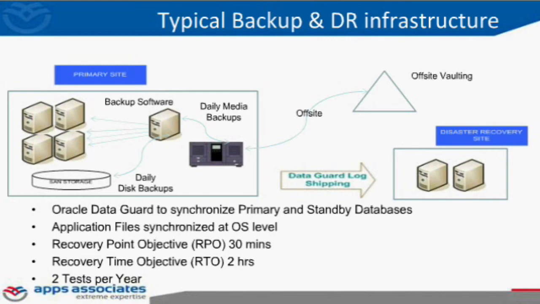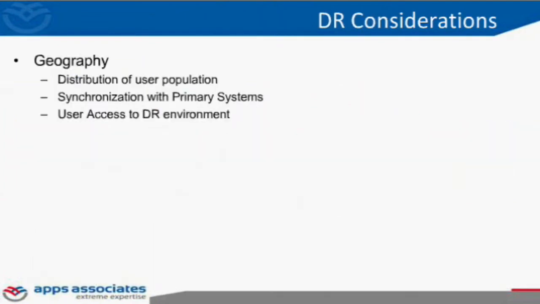Now, with that bit of an introduction, let's see how AWS helps in this regard. How can we leverage the AWS platform for the disaster recovery considerations? Let's look at the geographical requirement that we talked about earlier in terms of the distribution of users and also the distance between the primary and the disaster recovery systems.